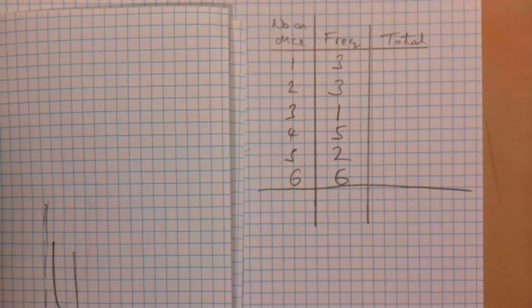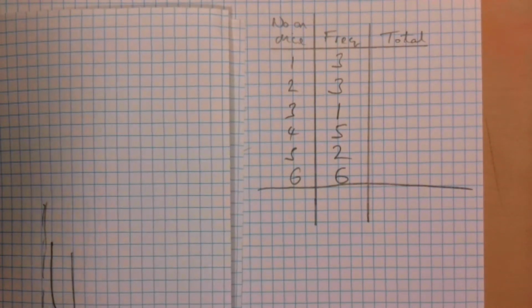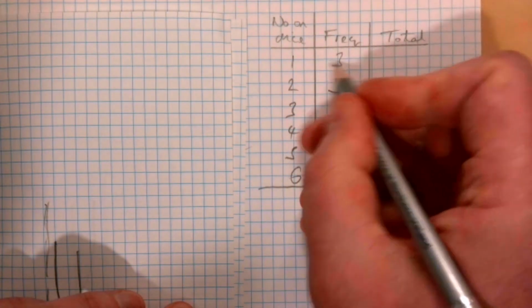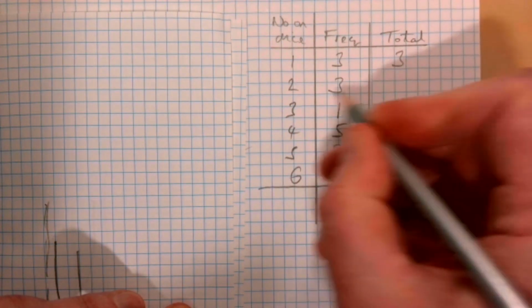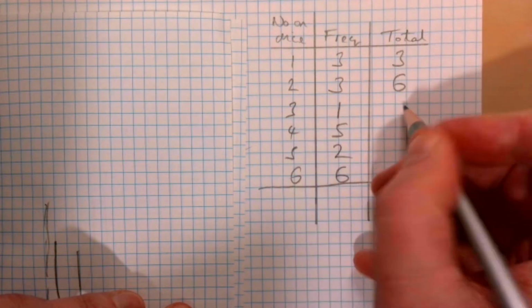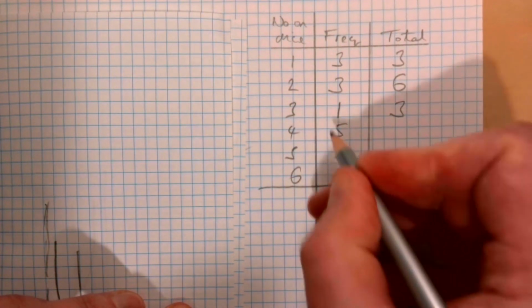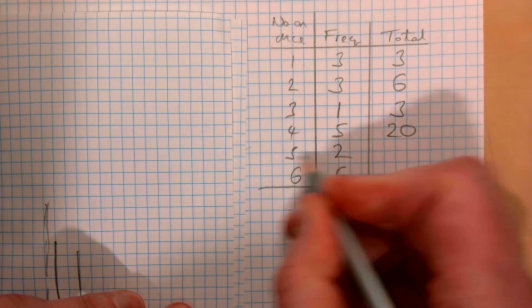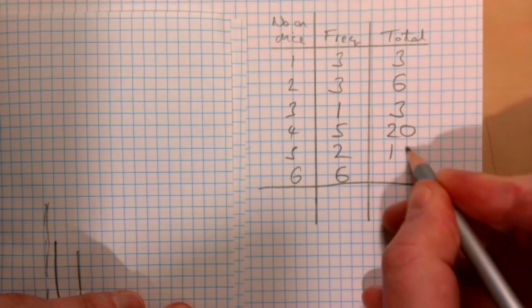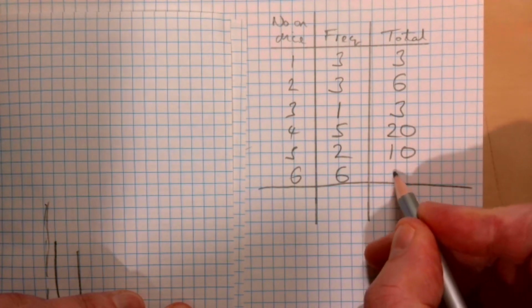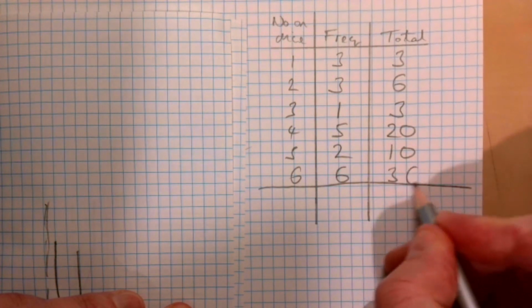So how would we find the mean? We've got to consider how many 1s. So what we're doing here is effectively adding up all the 1s. So we get 3 1s, so it's 1 times 3 is 3. We get 3 2s, they would come to 6. We only got 1 3, so that would be 3. We get 5 4s, so all the 4s would add up to 20. 2 5s, they would add up to 10. And 6 6s, they would add up to 36.